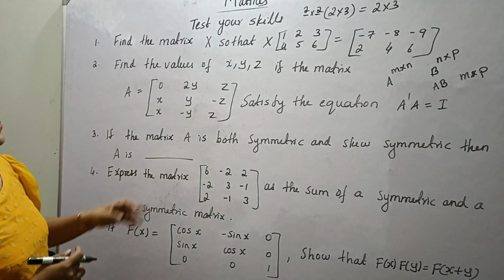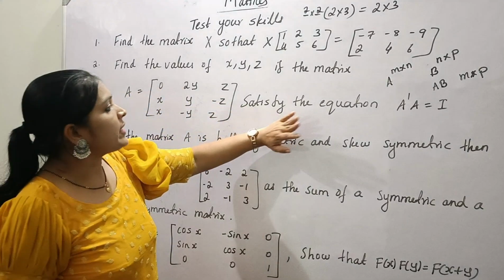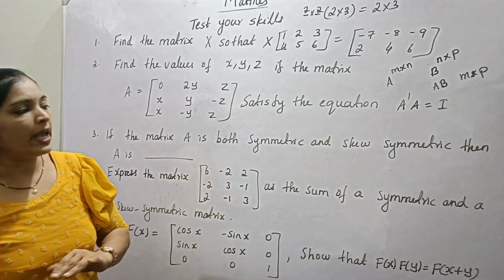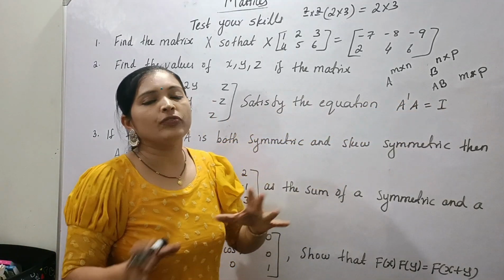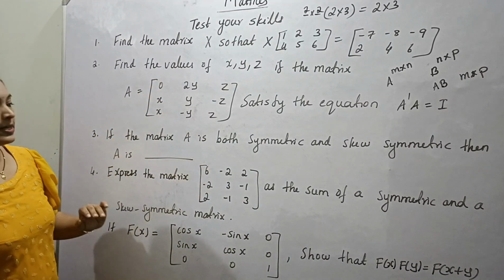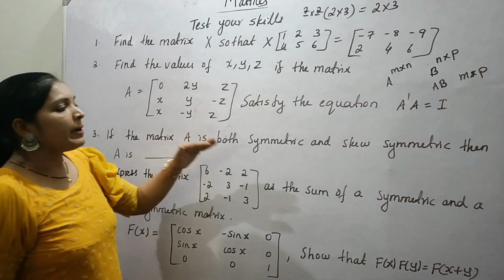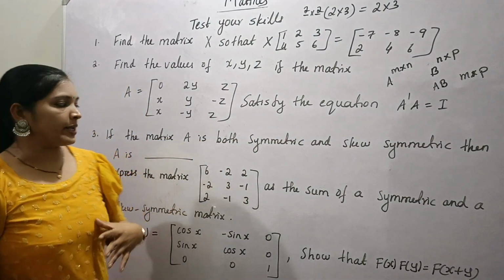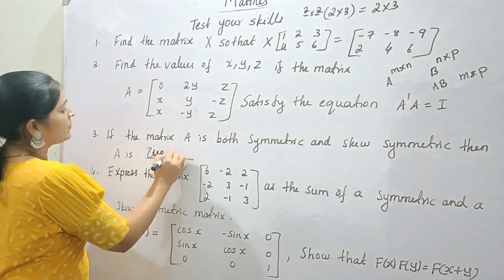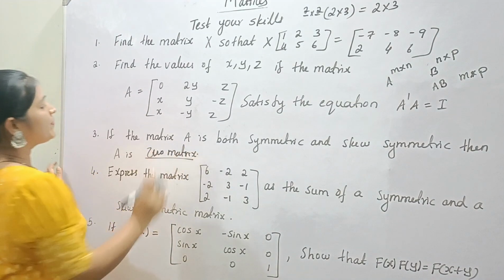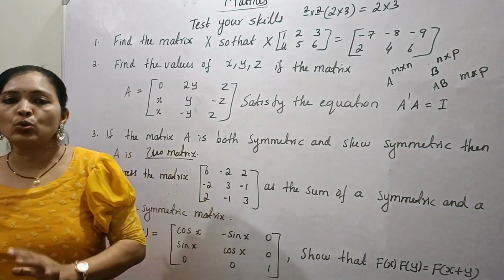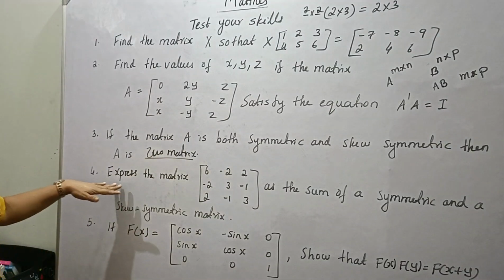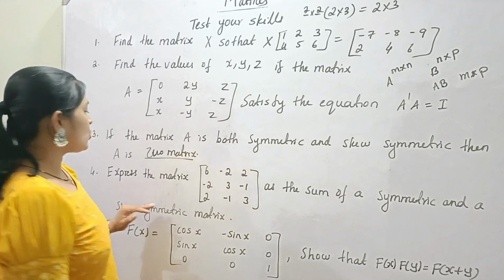Find the values of x, y, z if the matrix A satisfies the equation A transpose A is equal to I. That is very simple. Find A transpose and multiply with A, then equate to an identity matrix. You will get some equations, solve the equations, find x, y, z. If the matrix A is both symmetric and skew symmetric, then A is, no doubt, a null matrix or zero matrix. Then, express the matrix as the sum of a symmetric and a skew symmetric matrix.